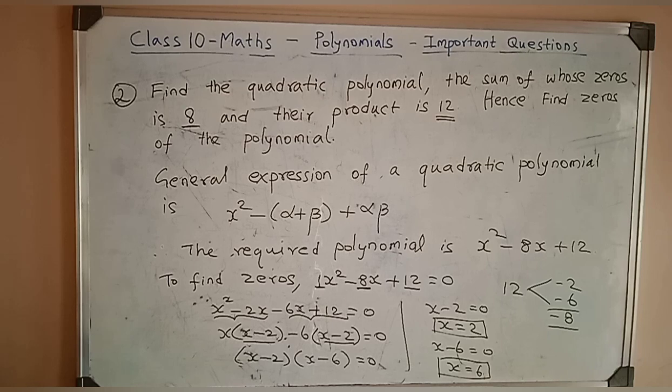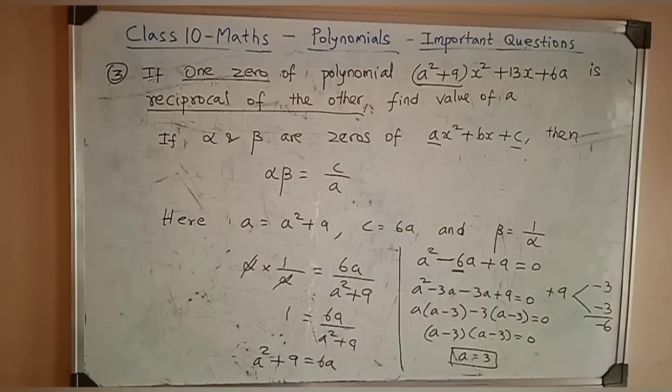So, let us move to next. This is the third question. If one zero of a polynomial a square plus 9 into x square plus 13x plus 6a is the reciprocal of the other, find the value of a.